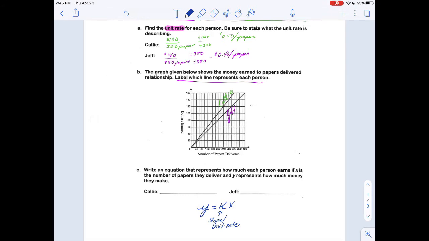Again, we're going to start with Callie. With Callie, y equals, how much does she get paid? What's her unit rate? 0.5x. Where Jeff is going to get y equals, his unit rate is 0.4, and again, x. Those are the 2 equations for Callie and Jeff of those lines.